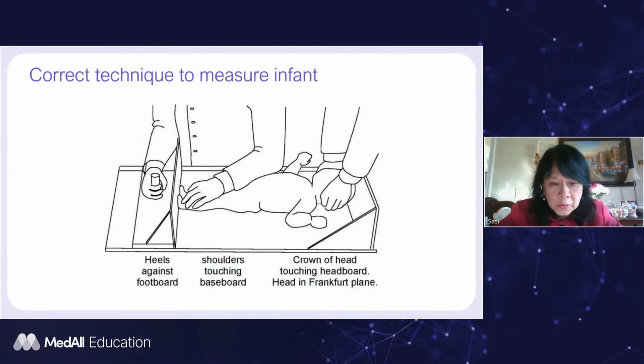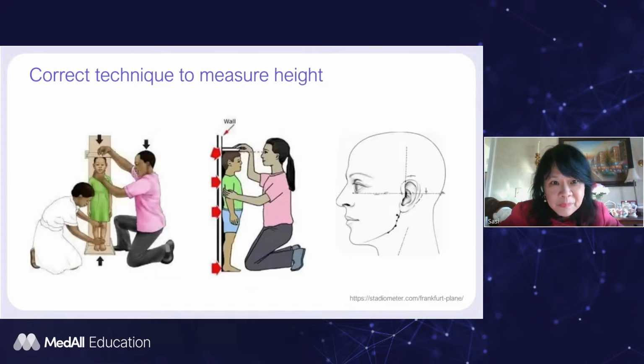Here's also the correct technique to measure infants. We need to have heels against the footboard, make sure the shoulders are touching the baseboard and the crown of the head is touching the headboard, and make sure the head is positioned in the Frankfurt plane, which I will explain later.